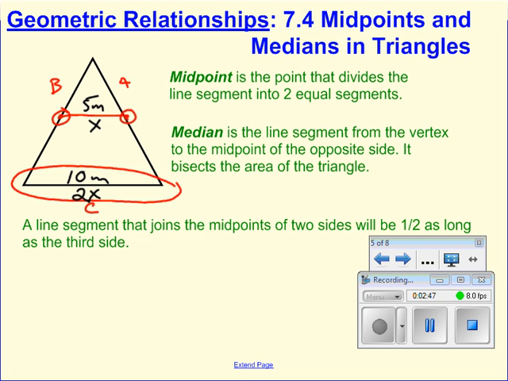So midpoint is essentially the halfway point of one line segment. Median is the line from a vertex to a midpoint. And we have this relationship where a third side will be twice as long as the line between two midpoints.